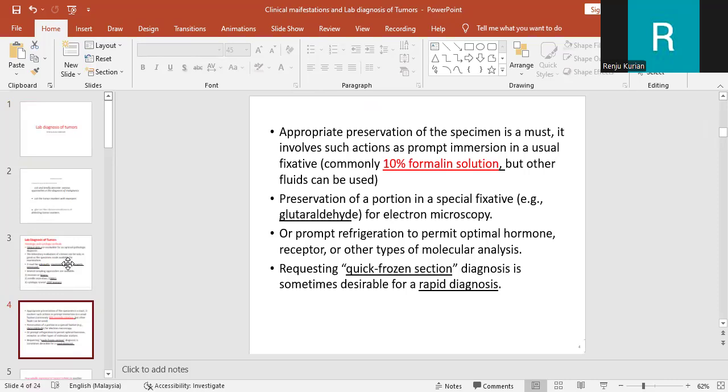If it is for electron microscopy, it has to be fixed in glutaraldehyde solution. Nowadays, for a diagnosis, we employ a rapid technique which is known as frozen section. Here, we don't require any preservative.